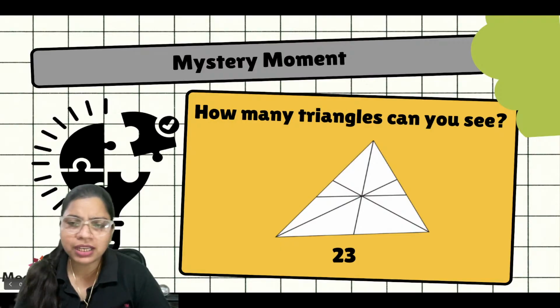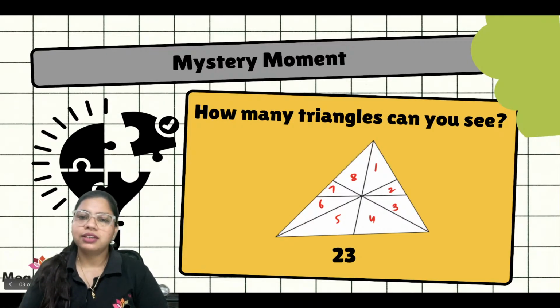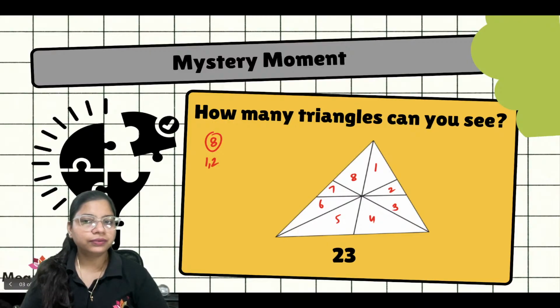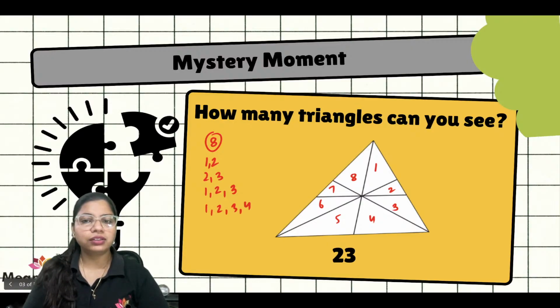So let me number it first: 1, 2, 3, 4, 5, 6, 7, 8. They are the triangles, so 8 triangles we have like this. Then now we are going to be combining 1 and 2 together to make a triangle, yes or no? 2 and 3 together make a triangle. 1, 2 and 3 together make a triangle. 1, 2, 3 and 4 together make a triangle.